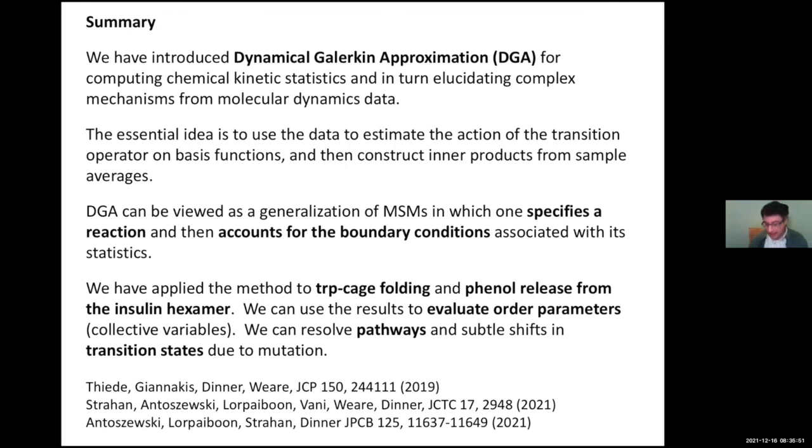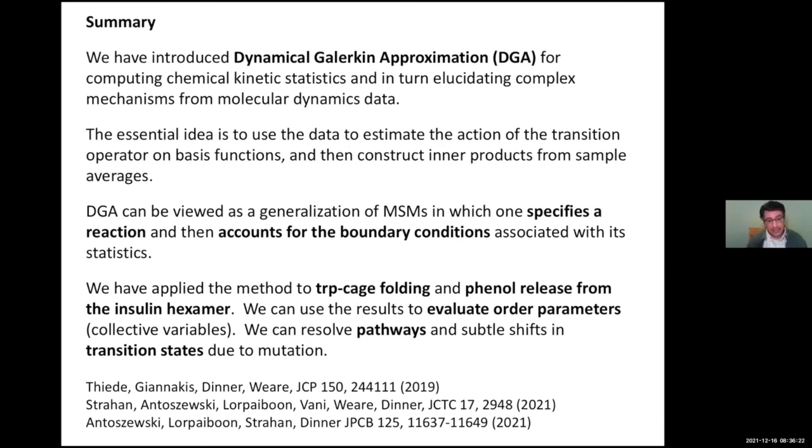We've also done the dimer dissociation, although those calculations are not as well converged yet. And then what I showed you is that because you're able to work in this higher dimensional space, you can try out lots of combinations of order parameters or collective variables to evaluate how well they represent the mechanism, the committer, the potential of mean force.